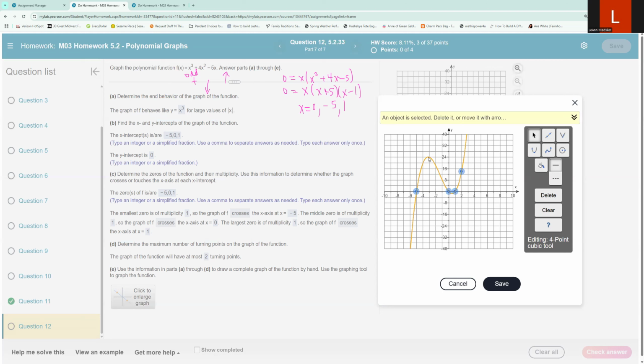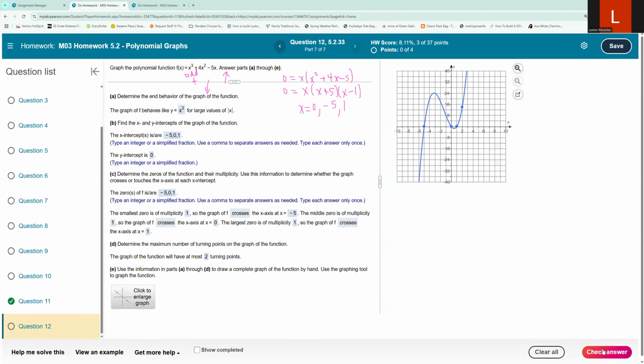And that may not be the highest point. Maybe the highest point is a little higher than 24. It might be like 24.1 or something. But I've now got the confirmation by plugging in -3 that this looks like it plotted that correctly. All right, and we check our answer and we're good.